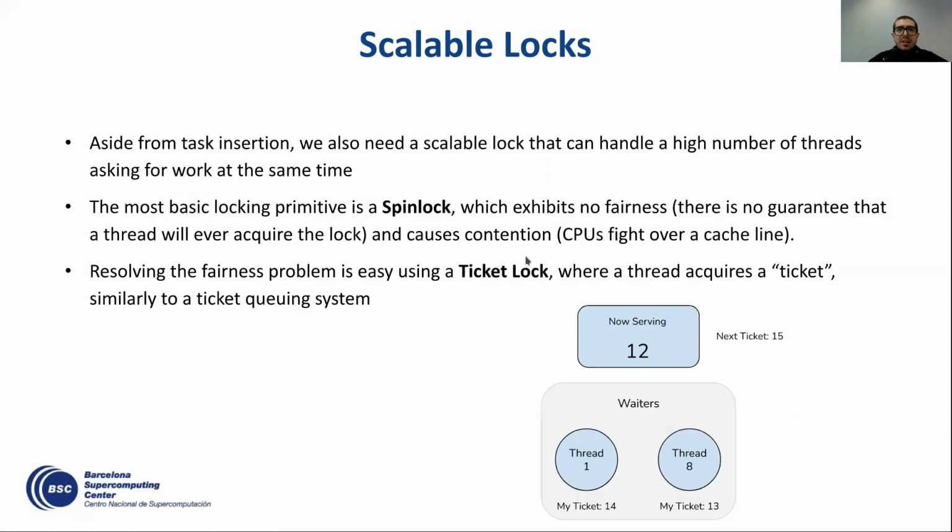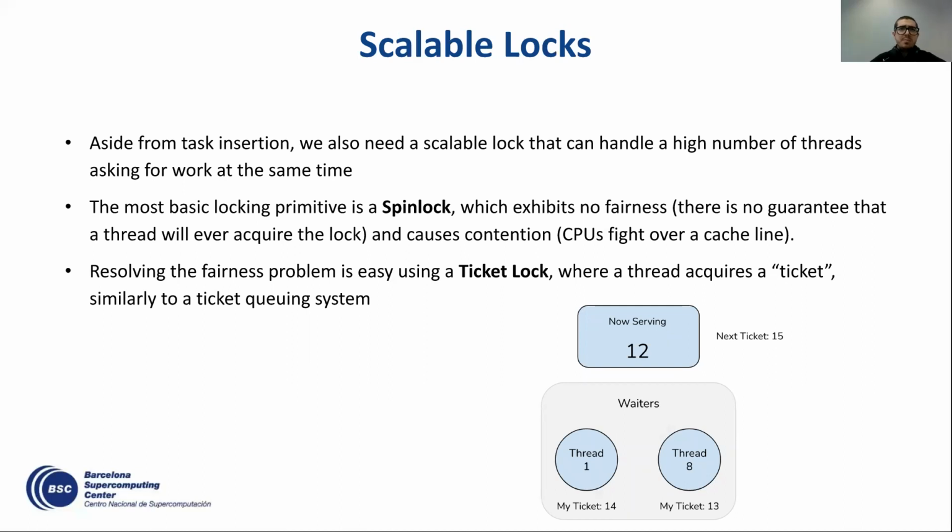We also need another piece for our scalable scheduler, which is a lock that minimizes the time it takes for an idle thread to obtain a task. Starting from the basic locking primitive, which is the spin lock, we see that it is an unfair lock. So it is possible that one thread competing for this lock is starved indefinitely. It also causes a lot of cache traffic.